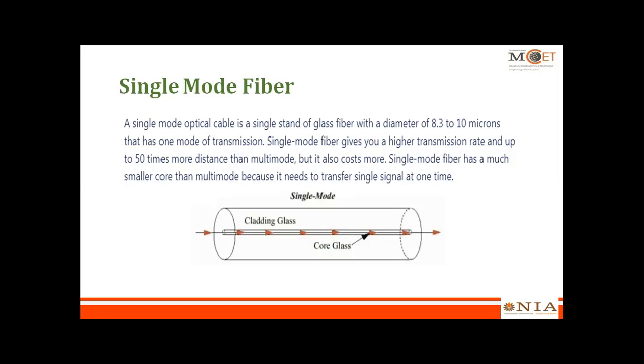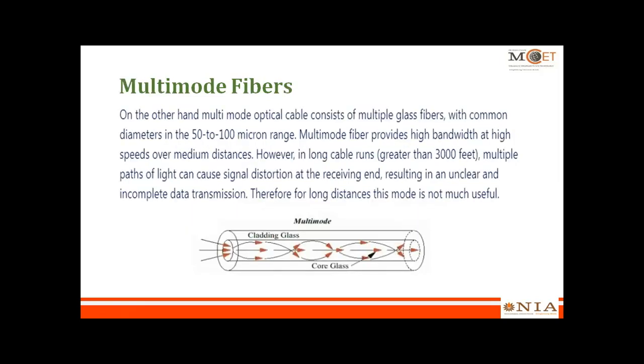So when we compare single mode with multi-mode, single mode produces high cost. The approximate core diameter is 8.3 to 10 microns. In multi-mode fibers, the cost is very low, and the core diameter is somewhat larger compared with single mode fiber. You can see the difference: single mode fiber supports only about 10 microns, whereas here it is 100 microns. Because of this, we can use LED as a source.